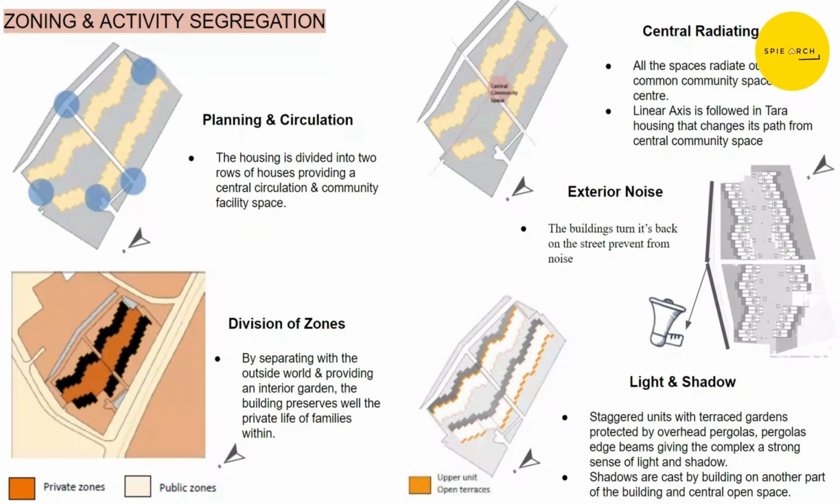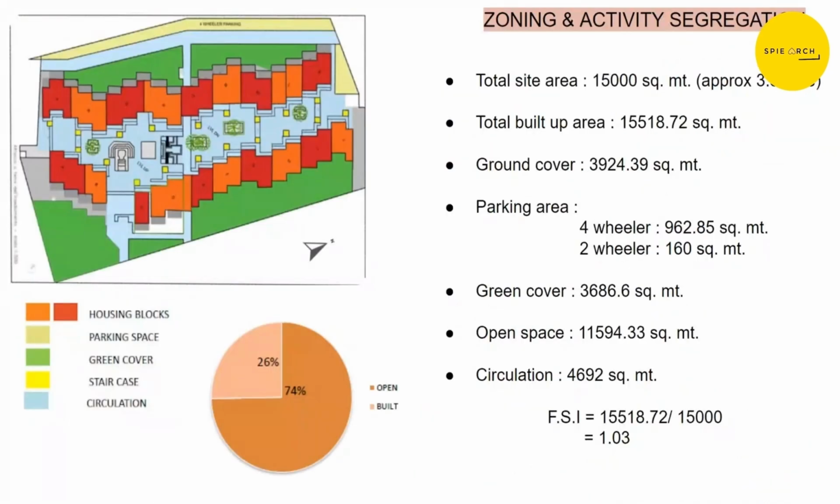Next, now the total area is 15,000 square meter, which is around 3.8 acres, and total built-up area is 15,518 square meter approximately, and the FSI for this is 1.03.